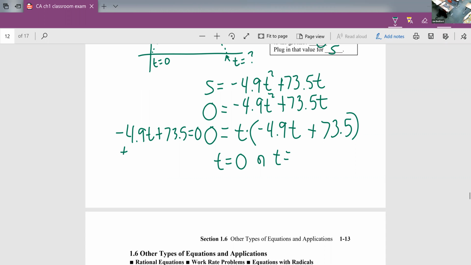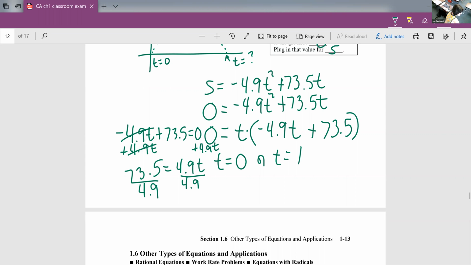Exactly. My 4.9 T is negative, so let's add 4.9 T to both sides. I could move either one of the terms, but if I do it this way, I don't have to worry about negatives. So 73.5 equals 4.9 T. To finish solving for T, we're going to need to divide by 4.9. Go to your calculator. What is T equal to? I think it ends up being a nice number. It came out to be an even 15.